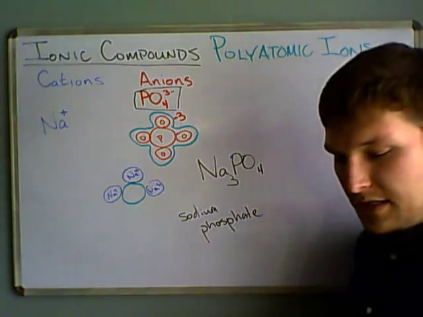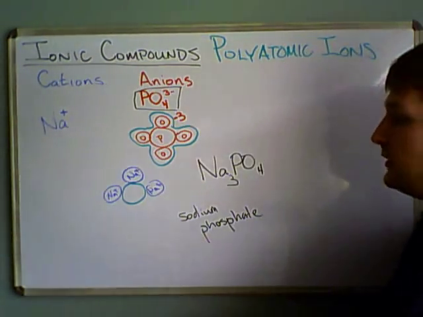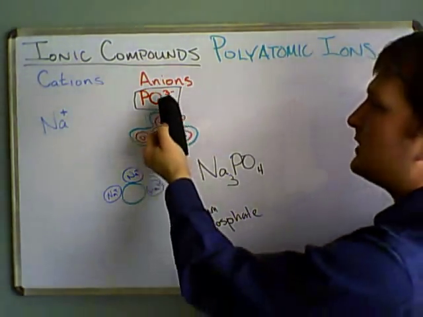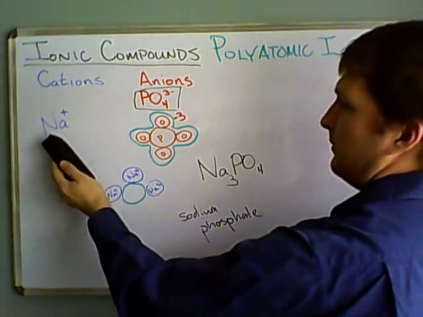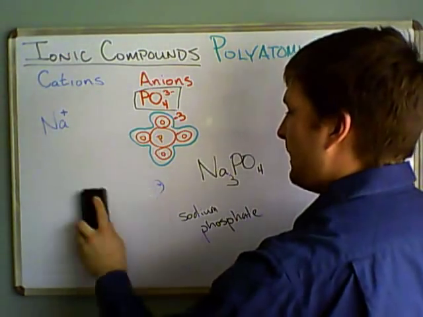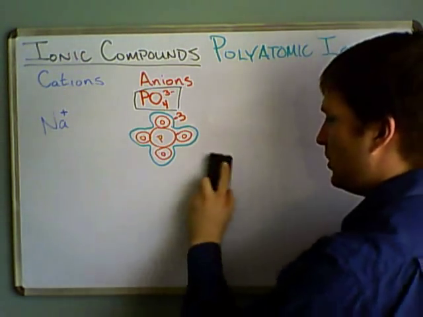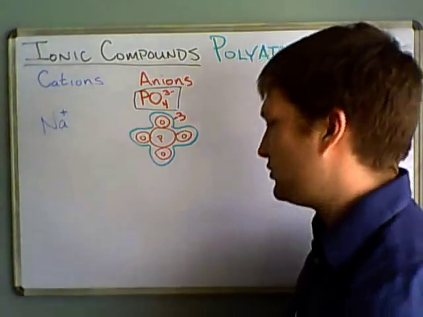And so, now that's a pretty easy example. Sodium phosphate, that makes sense, right? Because it has a charge of -3, so it's going to pull 3 positive charges. But let's say we have a more complicated mixture.